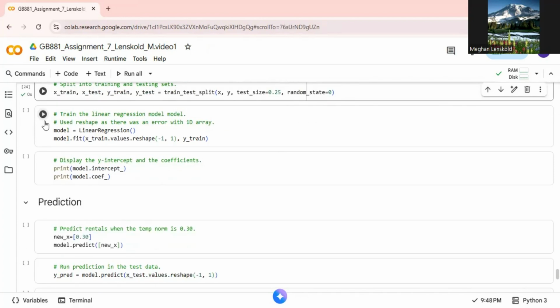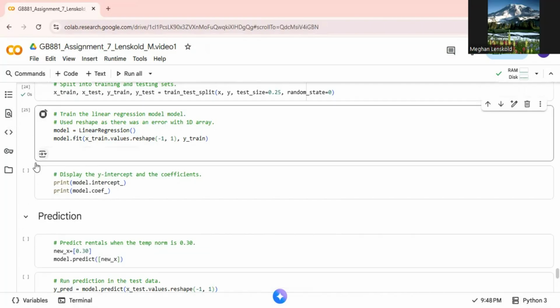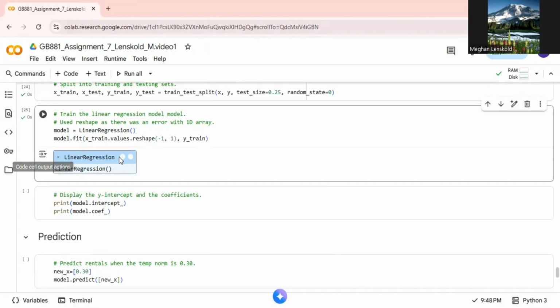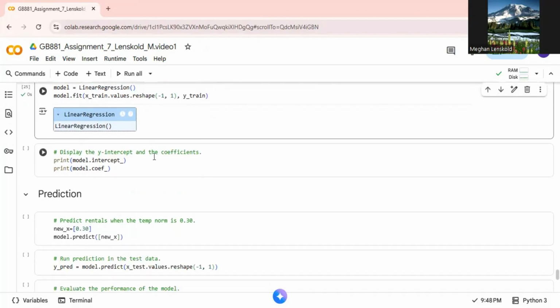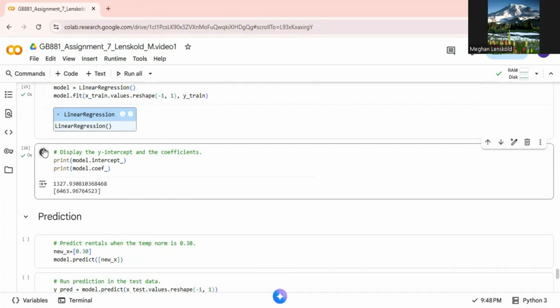Here, I'm creating a linear regression model and fitting it to my training data. The fit function here is essentially where the model is going to actually learn. It figures out the line that best predicts total rentals based on the input feature. And lastly, for our preparation, we're going to find the y-intercept and the model coefficient.